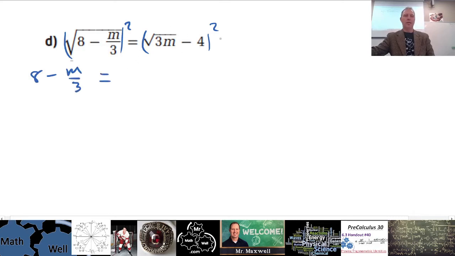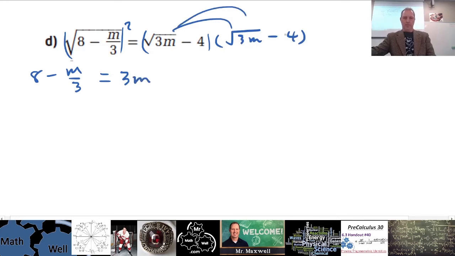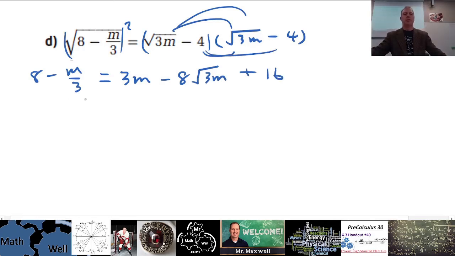And this is going to be, if you want to write it out like this, go ahead. Do the FOIL method. So that's just 3m. Minus 4 root 3m minus 4 root 3m is minus 8 root 3m plus 16. So you got a bit of a jumble there, and you see that you do have a radical still. So we need to isolate for that one and then do that process again where we square both sides. Then we should be good.